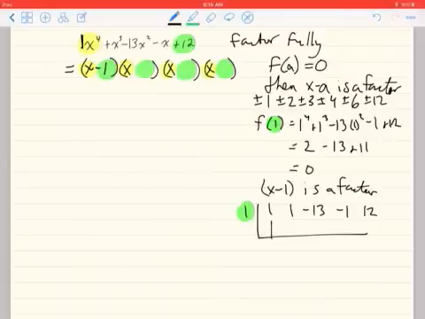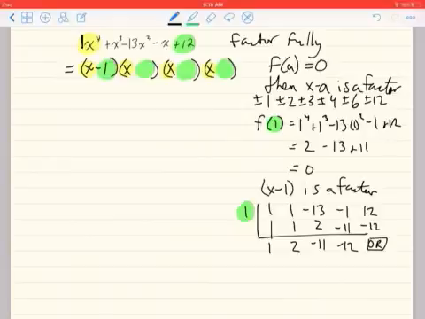So drop the 1, you get 1. 1 times 1 is 1. Add those up, you get 2. 1 times 2 is 2. Add those up, negative 11. 1 times negative 11 is negative 11. Add those up, negative 12. 1 times negative 12 is negative 12. You add those up vertically, you get 0.